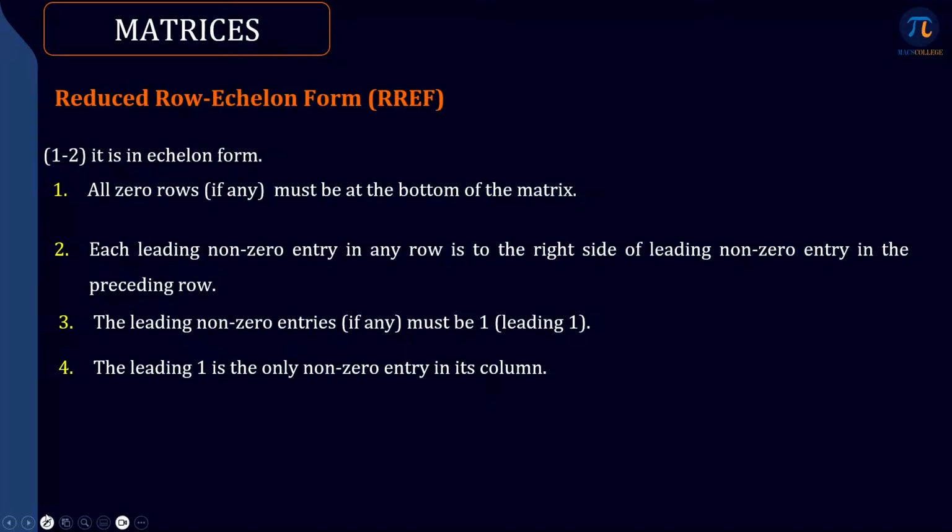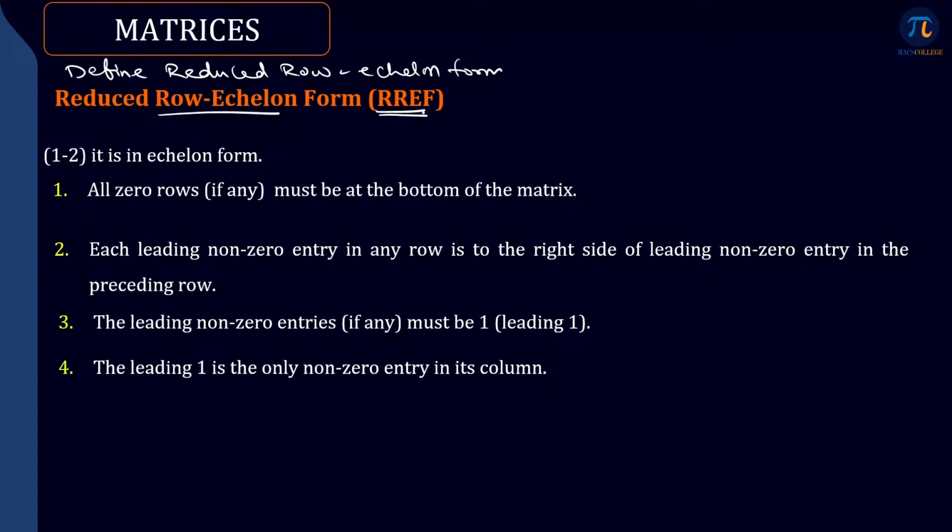Now let us talk about the next definition. Define reduced row echelon form. Some people also call it reduced row echelon or canonical form. But the common or good name is reduced row echelon form. RREF, let us call it RREF.